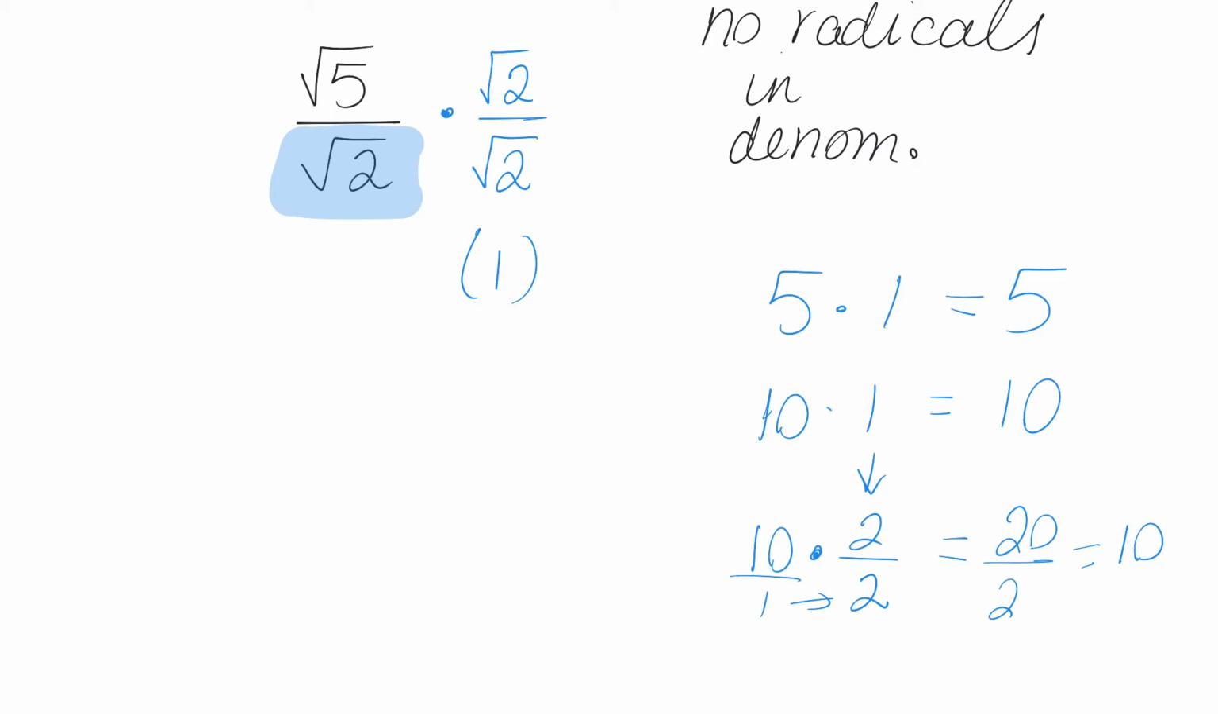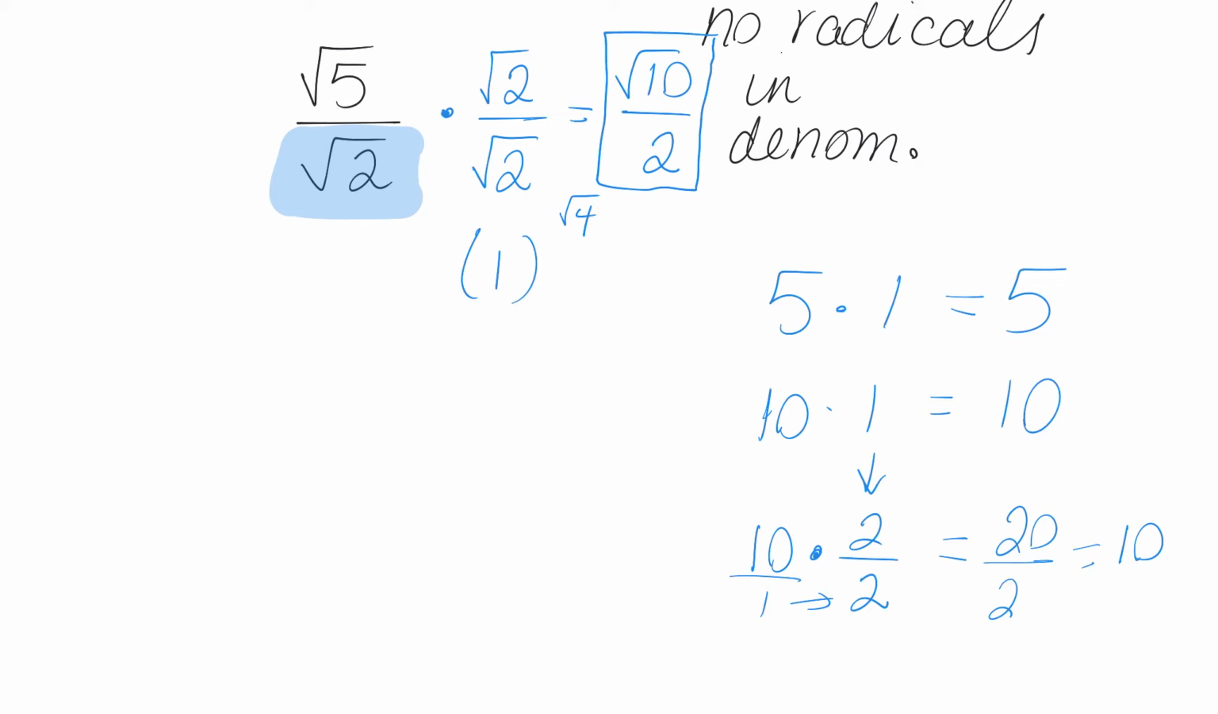So if I do that, what's going to happen here? I'm going to get the square root of 5 times the square root of 2, which is the square root of 10. And in the denominator, the square root of 2 times the square root of 2. Well, the square root of 2 times the square root of 2 is the square root of 4. And what's the square root of 4? It's 2. So then my answer, my rationalized version, is the square root of 10 over 2.